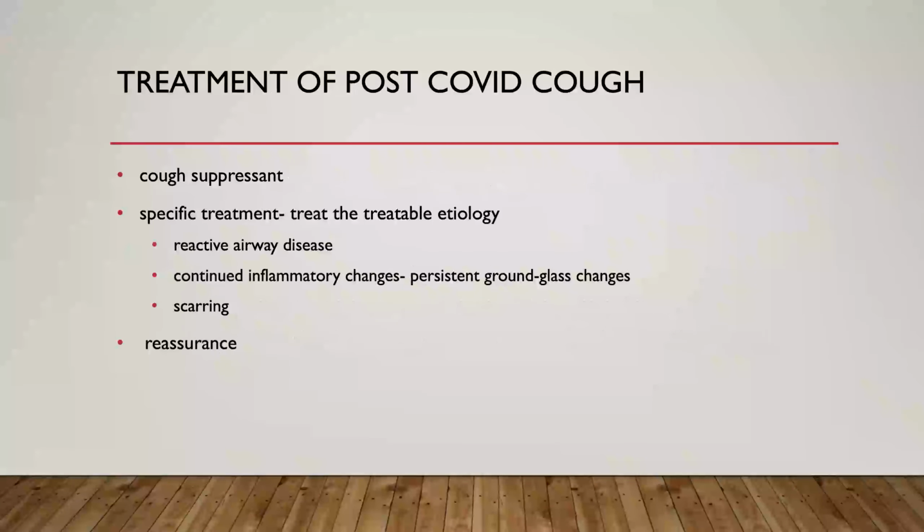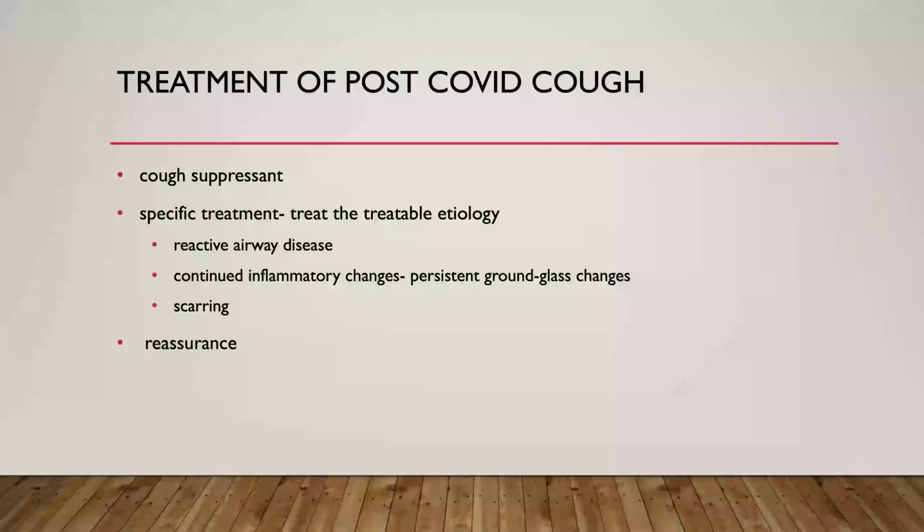Cough suppressant is basically a symptomatic treatment to suppress the cough if the cough is really bothering patients, and they couldn't sleep. Specific treatments: if the patient is behaving like an asthma, you treat the asthma with asthma medication, steroid inhalers, beta agonists, short-acting, long-acting, muscarinic inhibitors. All these things you can treat.